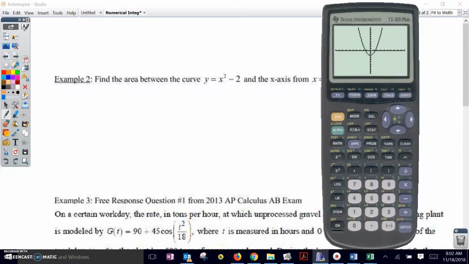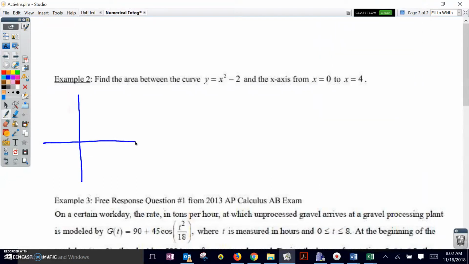The graph of y equals x squared minus 2 actually looks like this. And when we're finding the area from 0 to 4, let's say 4 is right out here, we've got some area that's underneath and some that's above. Now, this area that's below the axis, the numerical integral is going to count that as negative value, whereas we're trying to find the area, so we want to count it as positive value.